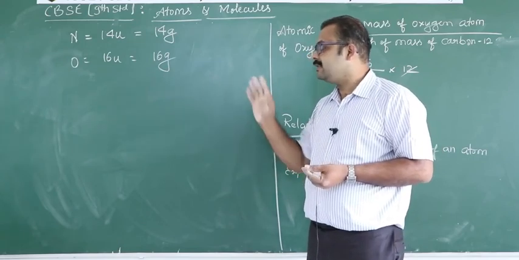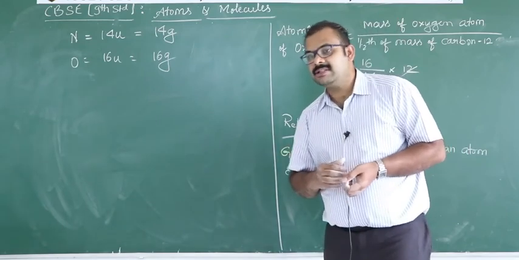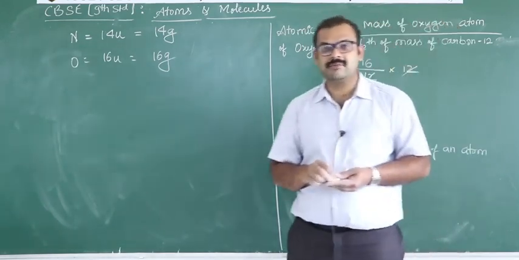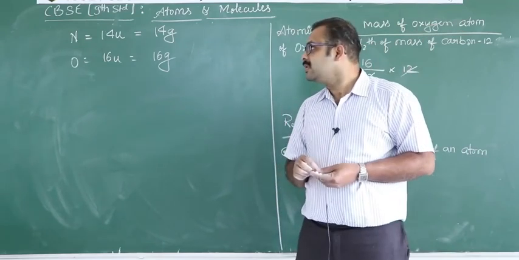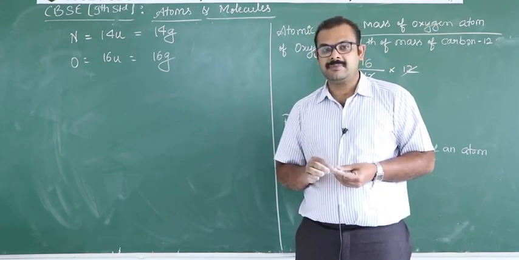Why do we have to convert it into gram atomic mass? Conversion to gram atomic mass is very essential to know how many atoms are there in a particular number of grams while calculating the mole concept. So it is very essential to convert atomic mass into grams.